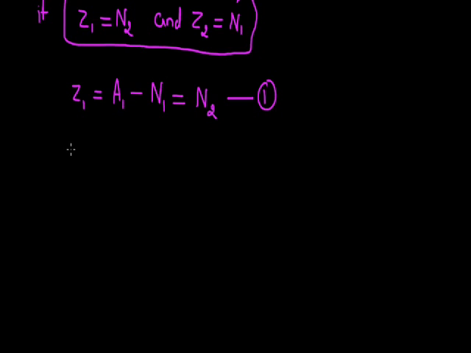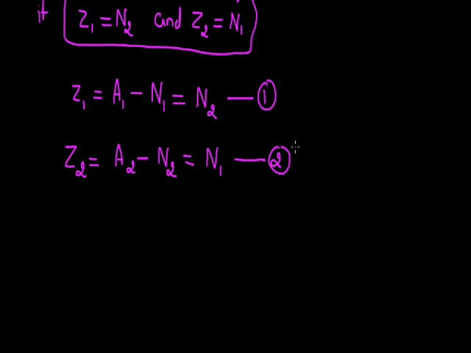Now the same thing if I do for the second element. The second element has the atomic number Z2, which is equal to the mass number of this element, A2, minus the number of neutrons present in it, that is N2, and this will be equal to the number of neutrons present in the first element, indicated by the symbol N1, according to the definition of mirror nuclei. This equation can be termed as the second equation.